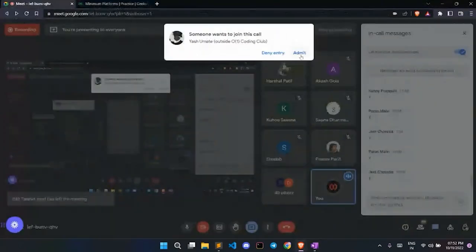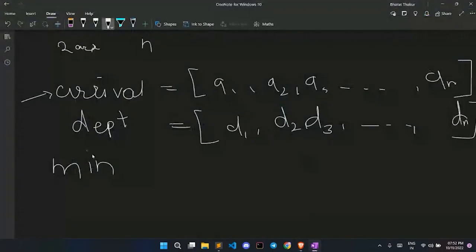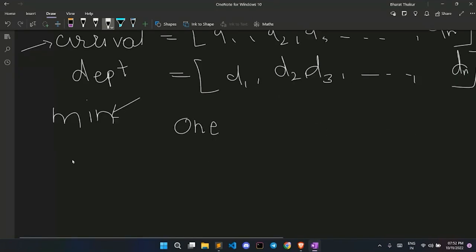So in this question, to find the minimum, all you need to do is find at one moment, how many trains can be present at the railway station. You just need to find that, and that will be your answer. Okay. So suppose at a particular moment, five trains are waiting at the station.